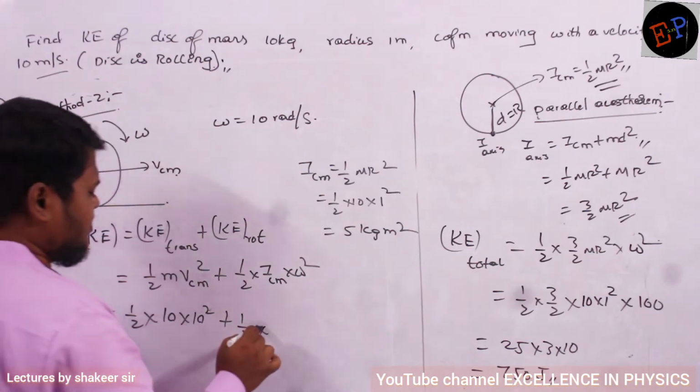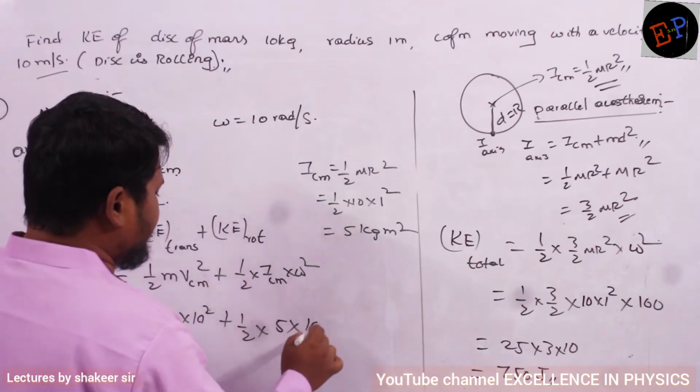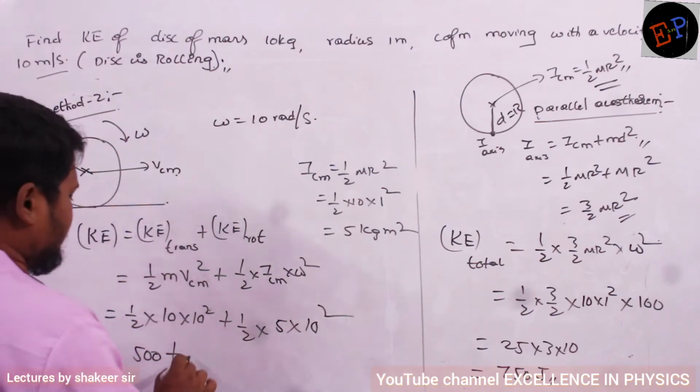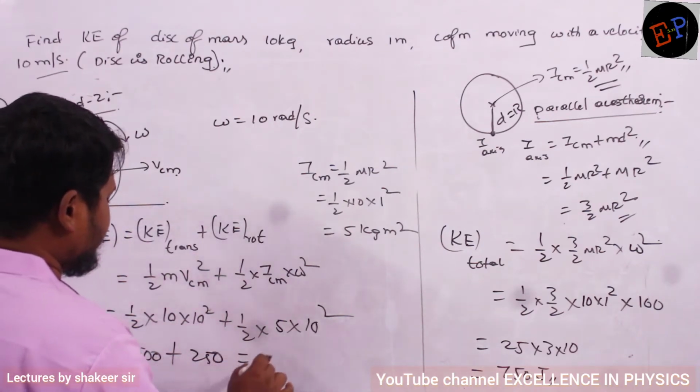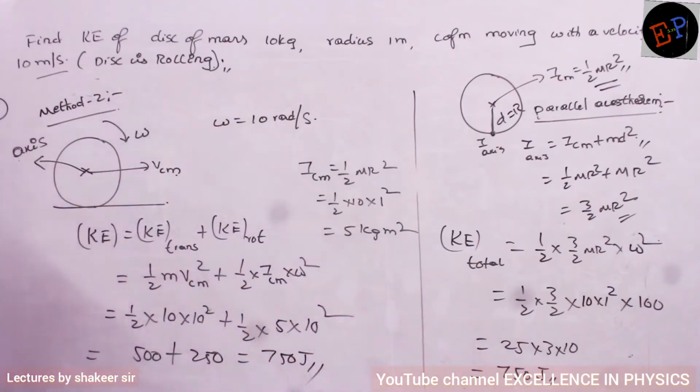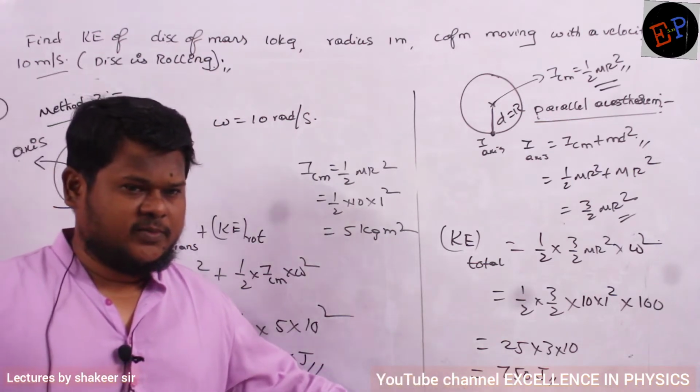So I center of mass is 5, omega value is 10 square. So how much? 500 plus 250. 500 plus 250 is how much? 750 joules of energy. Okay. So in this method also I got the same energy, no? Are you able to understand?